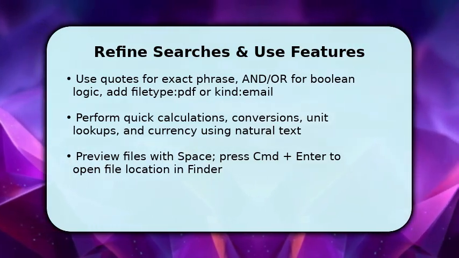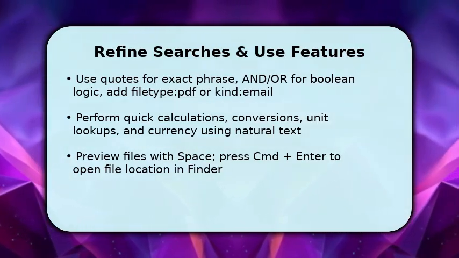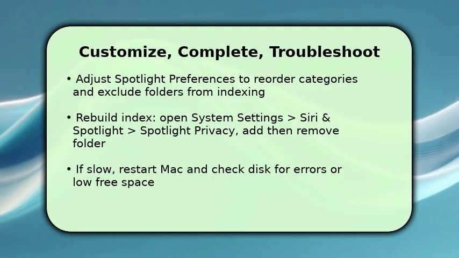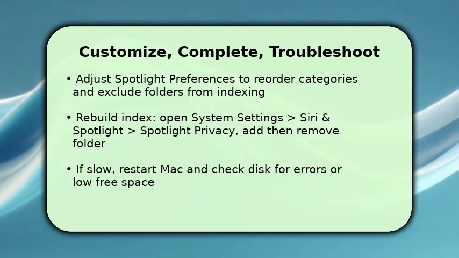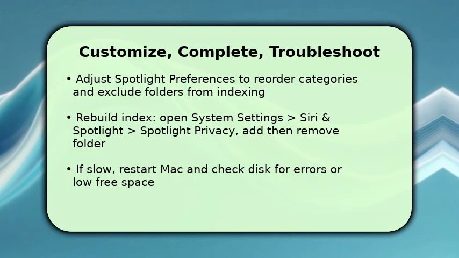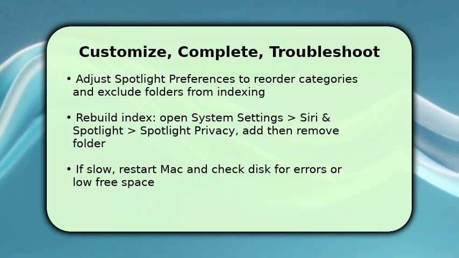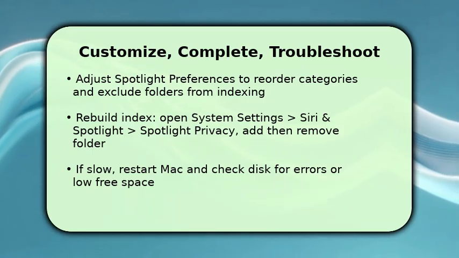To finish, personalize Spotlight in System Settings. Reorder result categories and exclude noisy folders so relevant items surface quickly. If results are missing or slow, rebuild the index by adding then removing a folder in Spotlight Privacy. This forces reindexing. Once reindexing completes, verify performance.